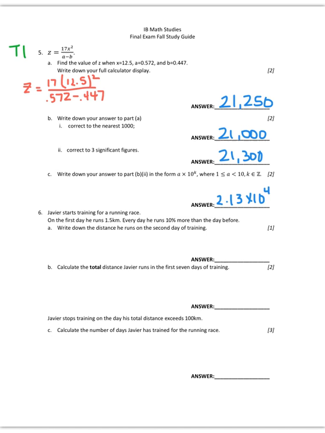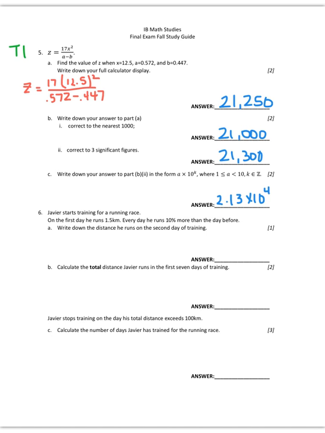Part B, number 1 wants you to round to the nearest 1,000. So here's our 1,000th place. This is less than 5, so it's going to just be 21,000. Part B2 wants us to go 3 significant figures. So remember, trailing zeros are not significant, so I'm going to round up from this 5, and so you get 21,300. Part C wants us to put it in standard form or scientific notation.